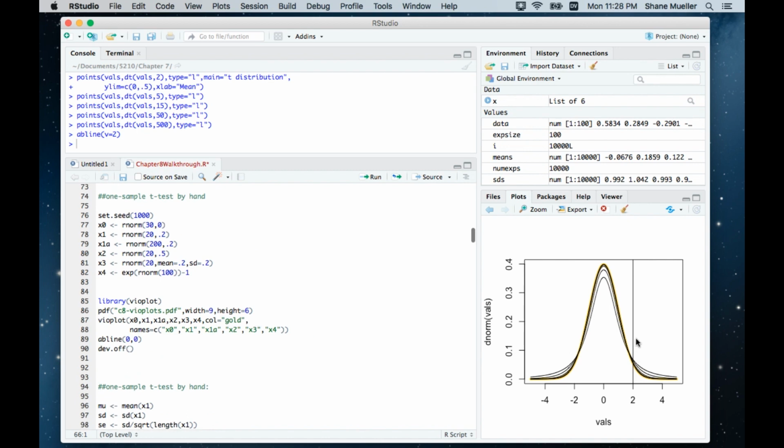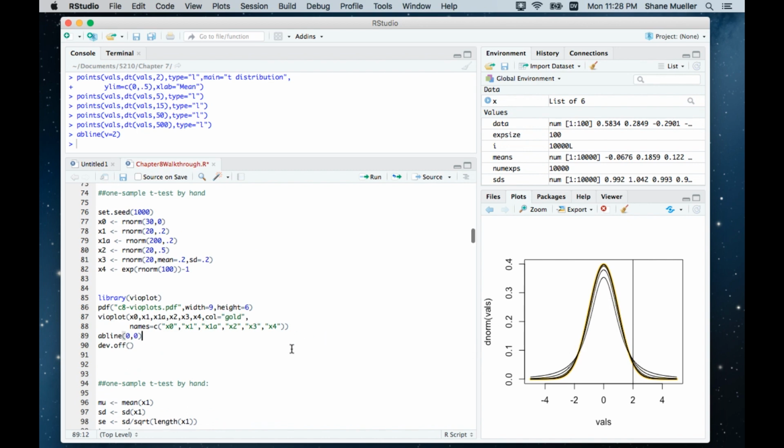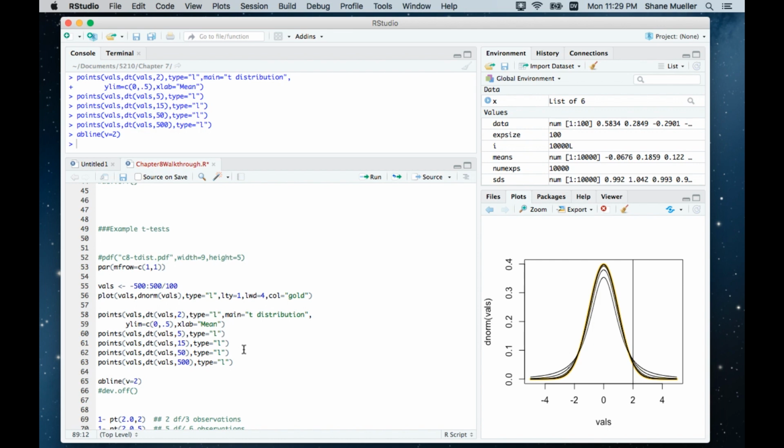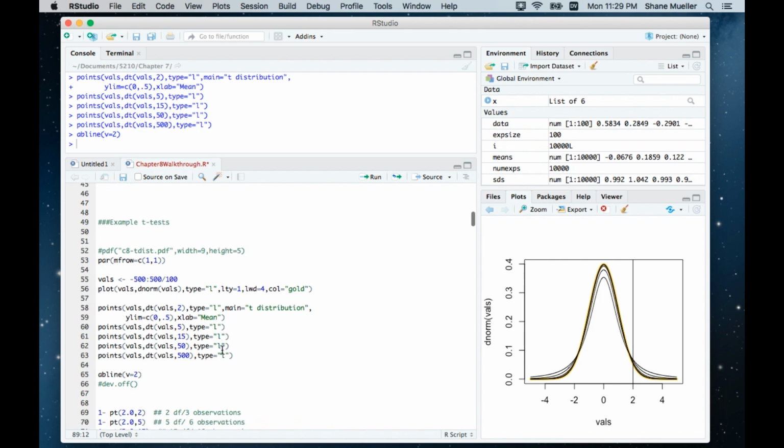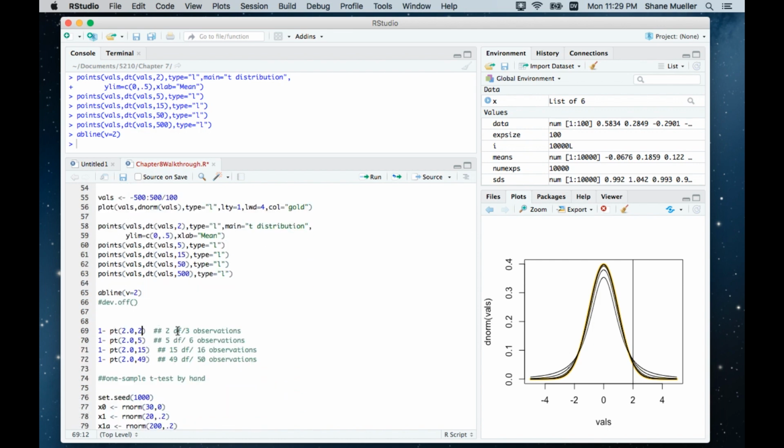So instead of doing this, that was the dt, the density of the t, we can use pt to look at the probability to the left or right of a certain value. And so here's the same thing with 2 degrees of freedom as we said, if I do 1 minus pt of 2, it gives me the area to the right. PT will give me the area to the left.